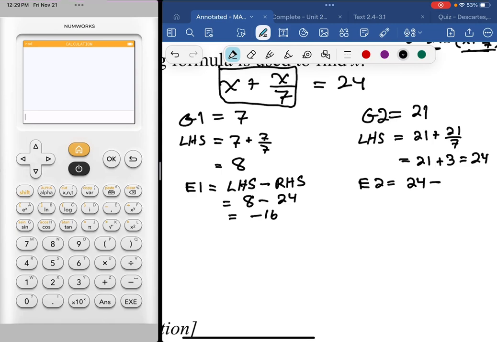24 minus 24. Now, as a consequence of this, you see the error that I got of 0 means that there is no difference between the answer that I got when I put in my guess and the correct answer, which actually means that my guess is correct. So I stumbled onto the correct answer. So if you recognize that, great.